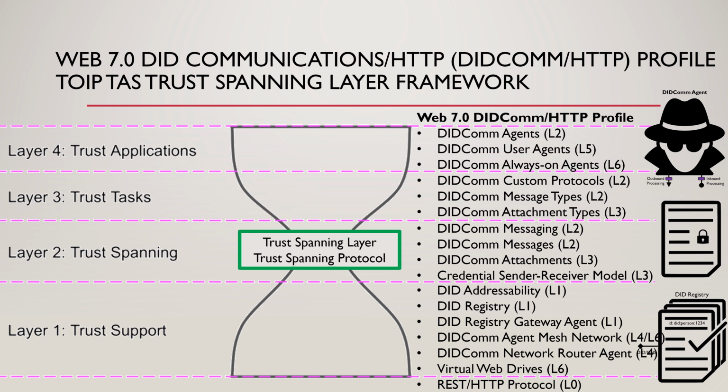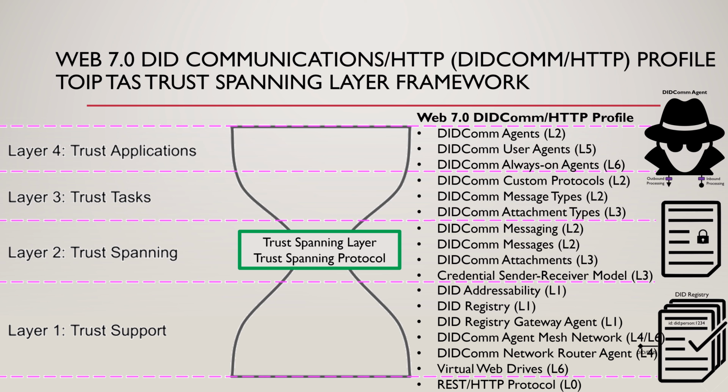initiatives within TOIP. And what I've done is take those 4 layers of the hourglass framework, and on the right-hand side, I've annotated it with the Web 7.0 DIDComm HTTP profile. And so this is taking all the active elements, the individual elements of the DIDComm communications suite, and map them to the respective layer in the hourglass profile.